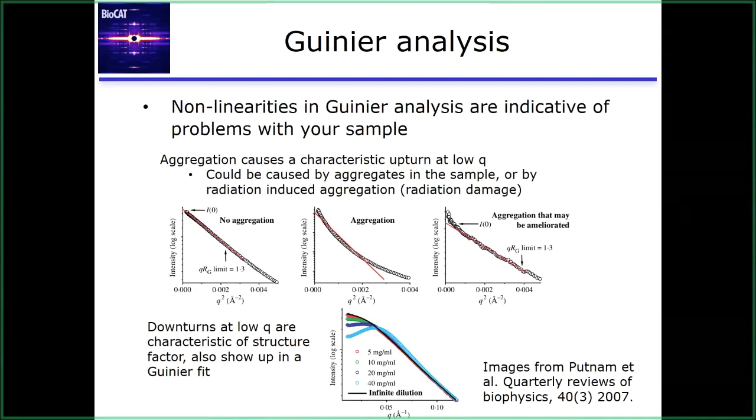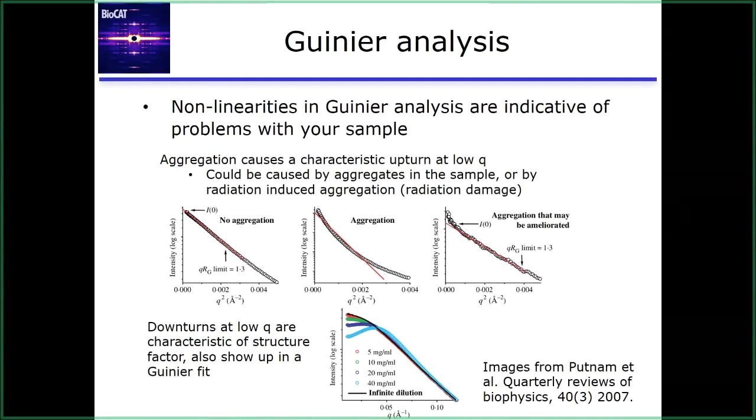So that's how you do a Guinier fit. That's the information you get. The reason we do the Guinier fit first is not because we're particularly interested in the radius of gyration. I mean, it's useful, but it's not terribly exciting. The reason we do the Guinier fit as the first part of the analysis is because it fits the low Q portion of the data.